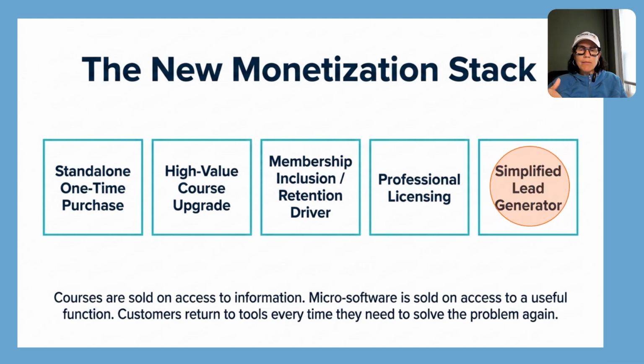So that's another example. Just think of it this way: courses are often sold to access information, but micro software is sold to access a function, a goal, an outcome. Customers can return to the tool each time they need to solve the same problem again.